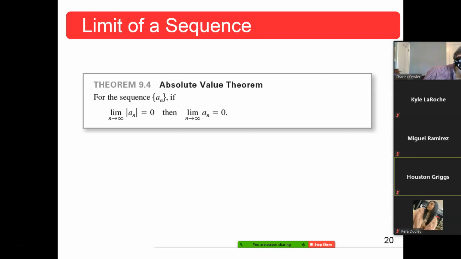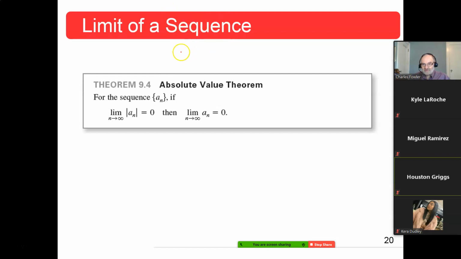That was example 5. It's given in the book also. Now, here is theorem 9.4, top of page 592. The absolute value theorem. If you have a sequence, a sub n, and the limit as n goes to infinity of the absolute value of a sub n, which by the way means every one of those entries has to be positive. Okay? By itself, a sub n, they could be alternating plus minus plus minus plus.